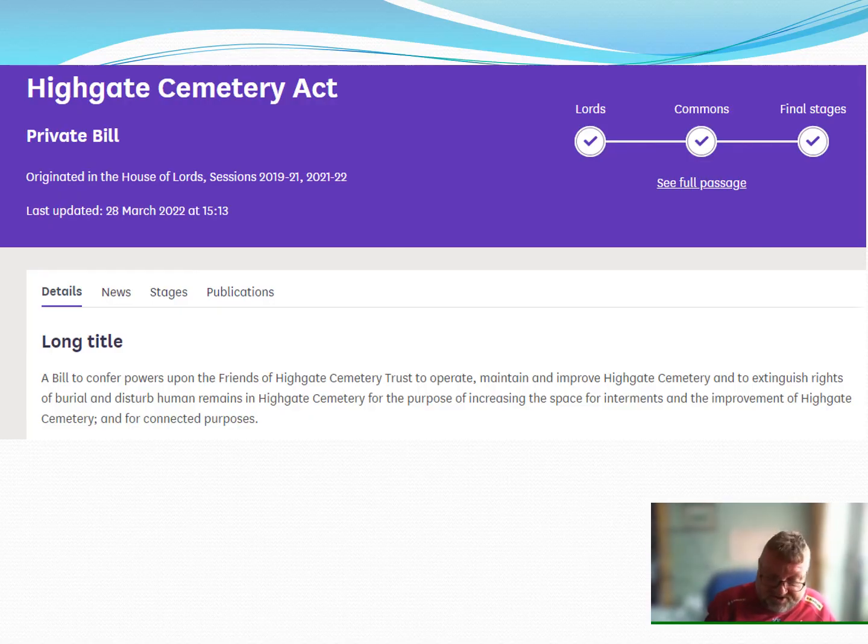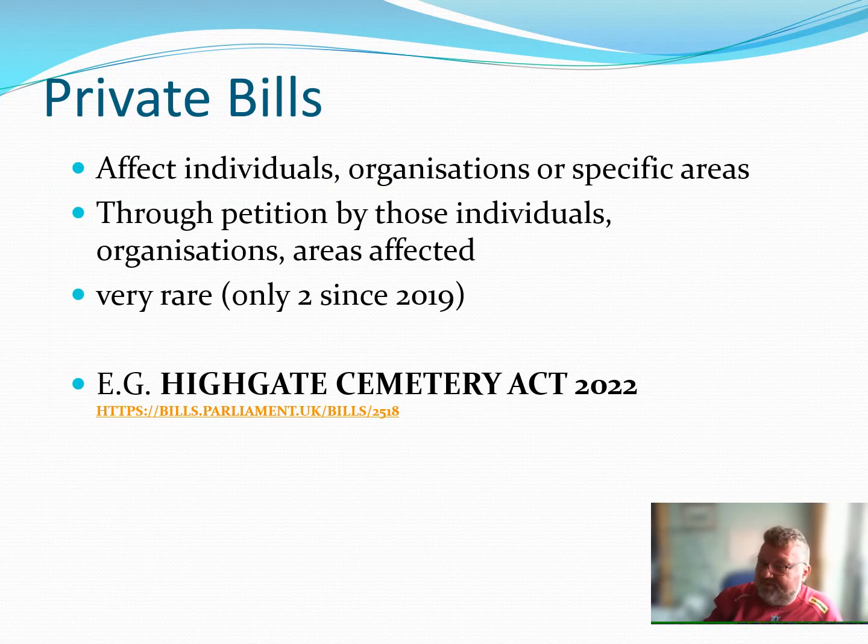So in other words, I take that to mean the cemetery's getting a bit full up, they need a bit more space, so they need to have the ability to double stack a few bodies and move some stuff around, which this law allows them to do, but only for Highgate Cemetery and nowhere else. So that's why it's a private bill.